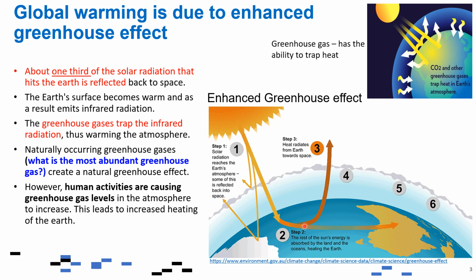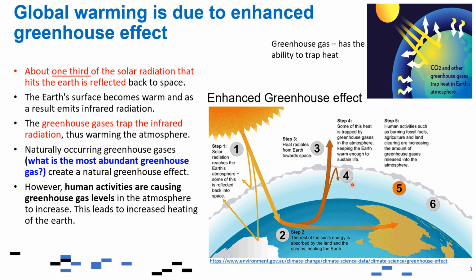Because of the heating effect, it becomes warm. It also emits a lot of infrared radiation, and this infrared radiation is directed back to space. But some part of this infrared radiation is trapped by the greenhouse gases. The most abundant greenhouse gas in a natural phenomenon is actually water vapor.